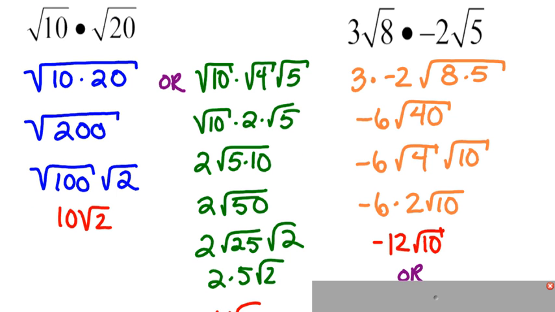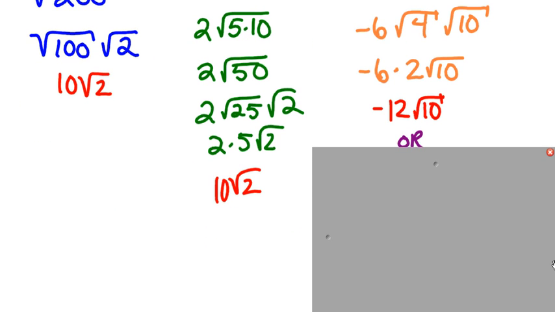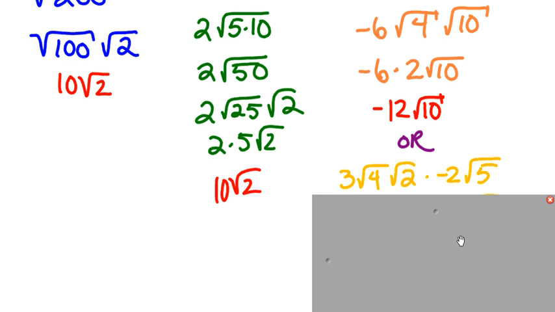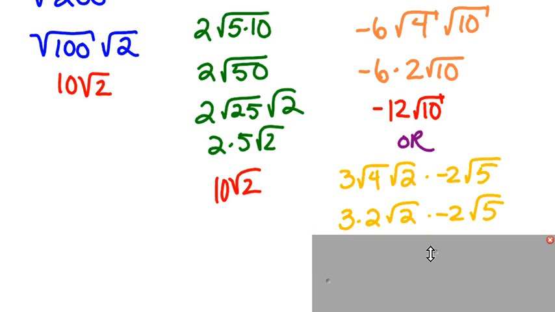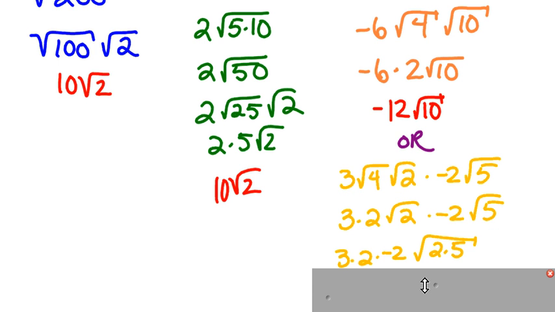Now we have another way that we could have simplified this as well. We could have simplified each radical individually and then see what happens. So if you did it that way, you'd have 3 times the square root of 4 times the square root of 2 times negative 2 square roots of 5. We know the square root of 4 is a value of 2, so 3 times 2 is 6, so we'd have 6 square roots of 2 times negative 2 square roots of 5. Because we've got these 2 factors on the exterior of the radical that can get multiplied together, and 2 underneath the radical that can get multiplied together, that will also give us our negative 12 square roots of 10.